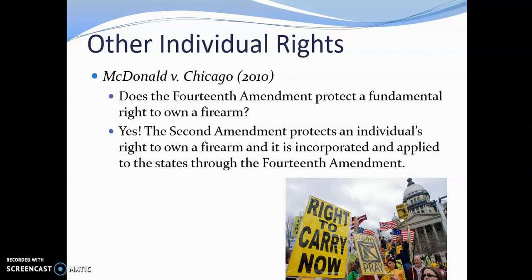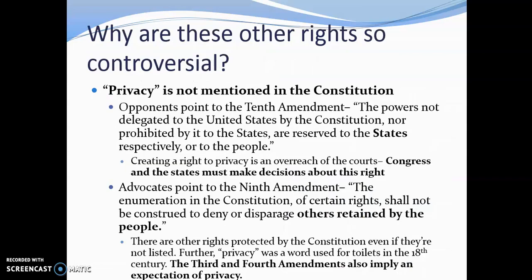That privacy and your right to own a firearm are fundamental rights, just like your freedom of speech, just like the freedom of the press, just like your right to have an attorney, just like your right to have a jury trial. That your right to own a firearm and your right to privacy are on the same level and receive the same protection. So these rights are controversial, and they're controversial because they're really not that clear.